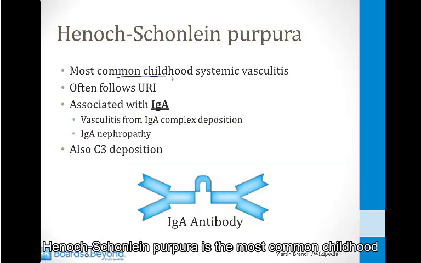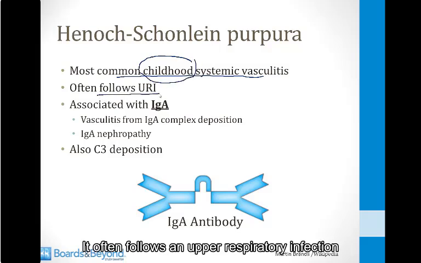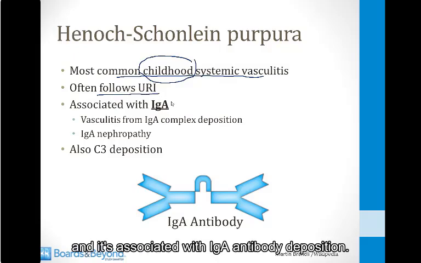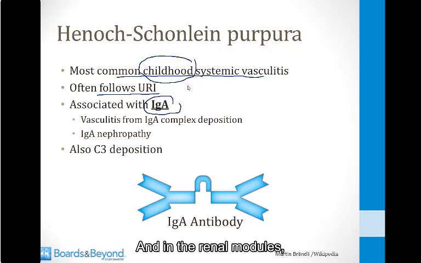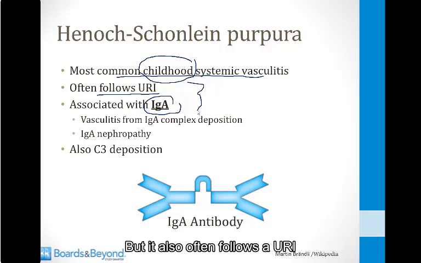Henoch-Schönlein purpura is the most common childhood systemic vasculitis, and you should remember for board questions that this is always going to be a child who develops this condition. It often follows an upper respiratory infection, and it's associated with IgA antibody deposition. And in the renal modules, I talk about IgA nephropathy, and that is a very similar condition to Henoch-Schönlein purpura that only involves the kidneys, but it also often follows a URI and is associated with IgA antibodies.